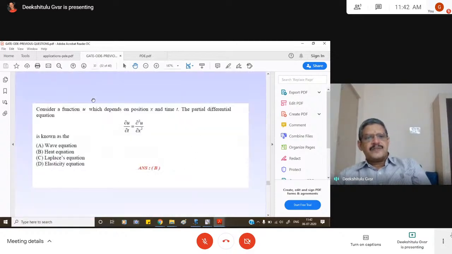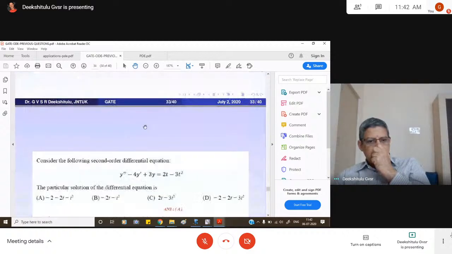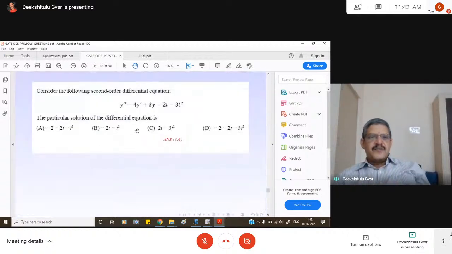Consider a function like this which depends on x and t. The partial differential equation is known as, what is this equation? Heat equation. The solution of this very simple equation is by variable separable. Second order differential equation, the particular solution of, yes, we have done some problems on these polynomial functions. What would you find as the solution for a polynomial function?